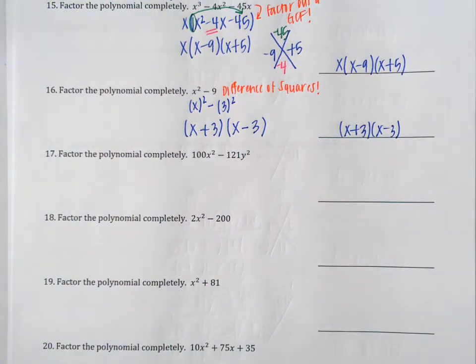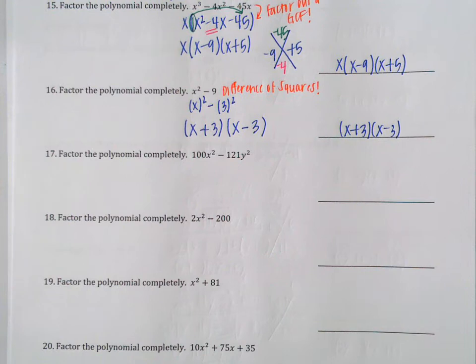And that's it. Difference of squares is, to me, the most basic one, but sometimes we forget about it because it's so basic. But that's it. That's your final answer. You can write it in any order. Doesn't matter. Let's look at 17.